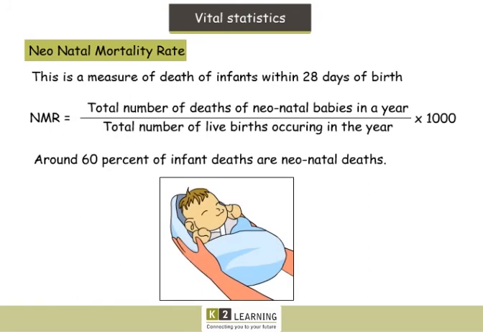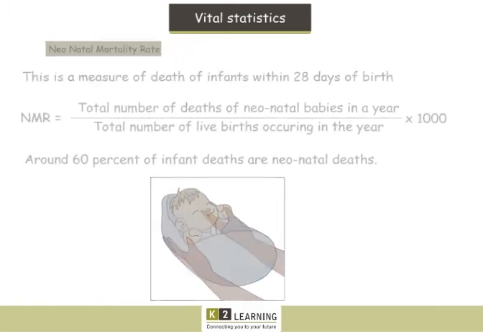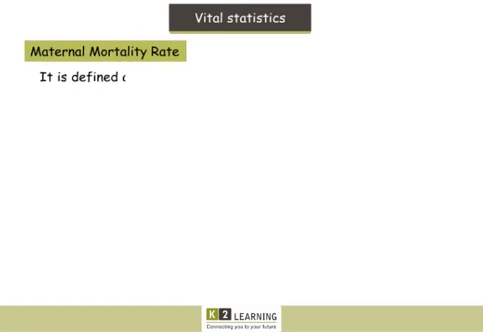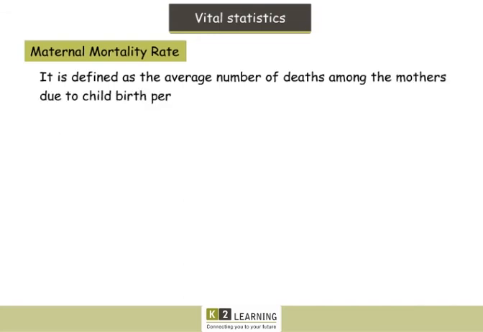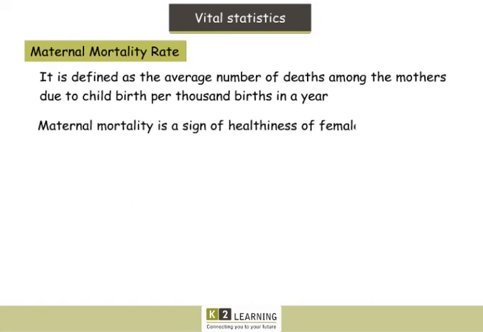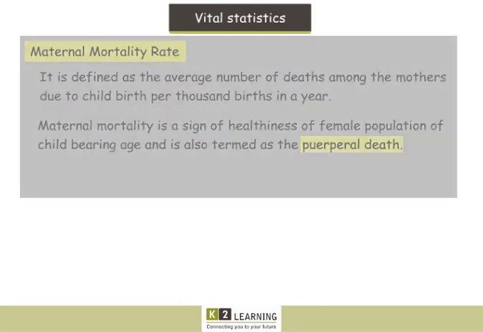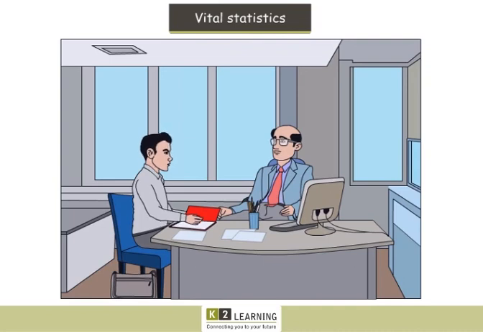Another problem faced is the death of the mother during childbirth. This mortality rate measure is called the maternal mortality rate. It is defined as the average number of deaths among the mothers due to childbirth per thousand births in a year. Maternal mortality is a sign of healthiness of the female population of childbearing age and is also termed the puerperal death. That is astonishingly sad.